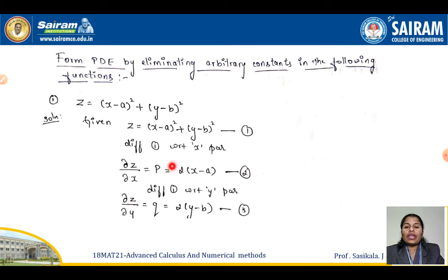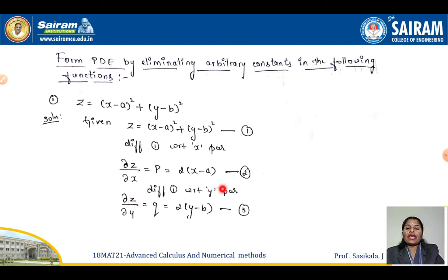Mark this as equation number 1. Immediately you should find p and q. What is p? p is nothing but dou z by dou x, which is the differentiation of this with respect to x. The y term will go to 0 because it is a constant, so we get 2 into (x minus a). Again, differentiate equation number 1 with respect to y, so we get q. Dou z by dou y is equal to q, which is 2 into (y minus b).